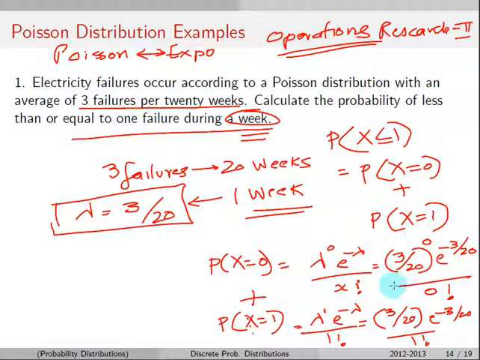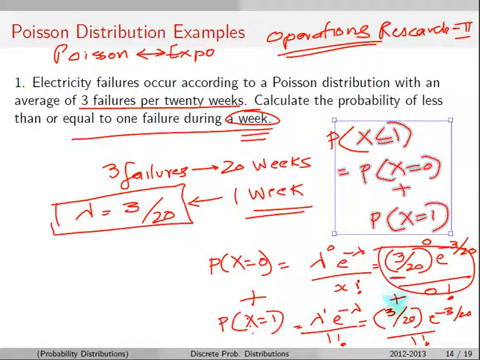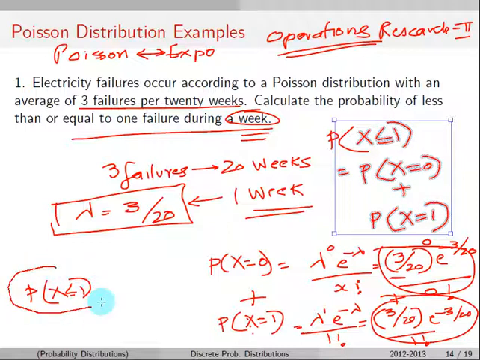So when I sum this value plus this value, I will get the answer for the probability that x is less than or equal to 1. So that's how you solve an example for Poisson distribution.